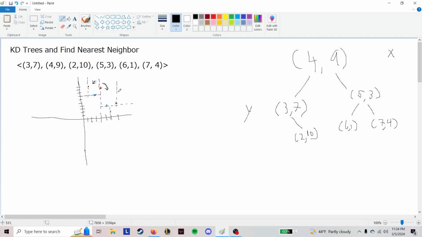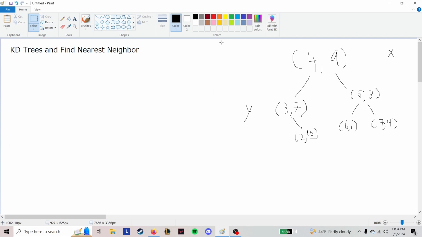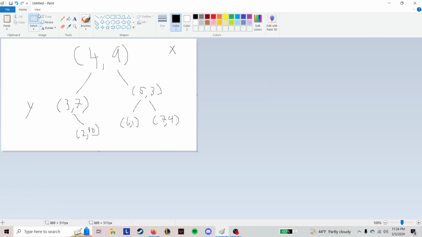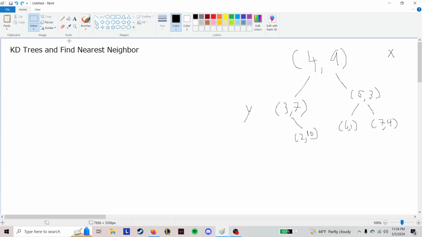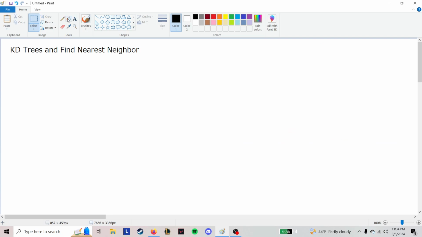Okay, so now we'll actually talk about nearest neighbor. And for nearest neighbor, I'll talk about it purely conceptually. So I'll actually get rid of all of this, and I'll also get rid of all of this. Okay, so for the find nearest neighbor, there are a couple decisions you have to make.